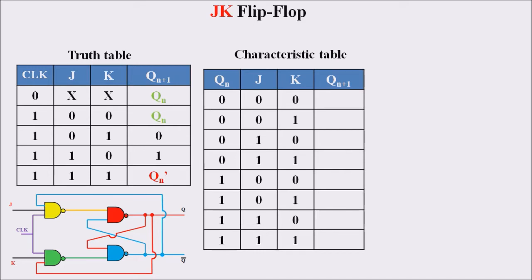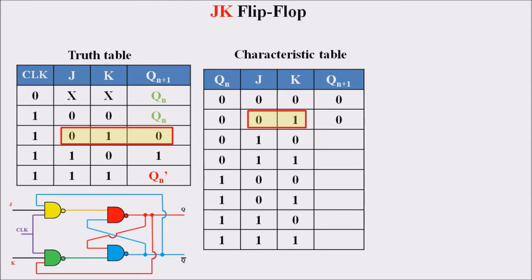Firstly, if we analyze the truth table with J equal to 0 and K equal to 0, the output of the 0, 0 condition is Qn. In the characteristic table, for the first condition, J equal to 0, K equal to 0, the output depends upon Qn, and here the Qn value is 0, and thus the Qn plus 1 value is also 0. If we move to the 0, 1 condition, from the truth table it is evident that the output is 0. Thus, the characteristic value for J equal to 0 and K equal to 1 is 0.